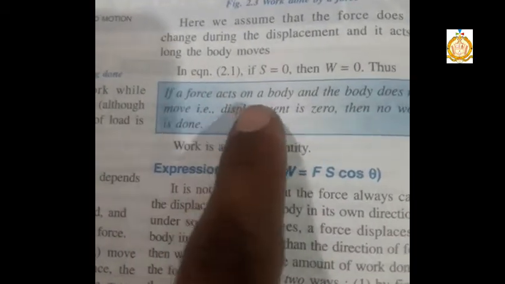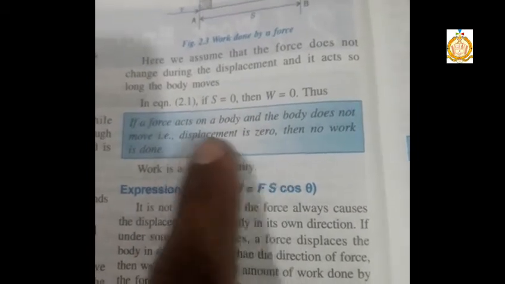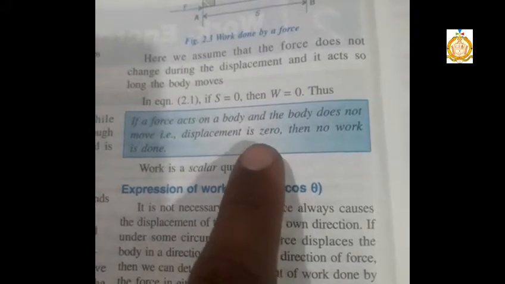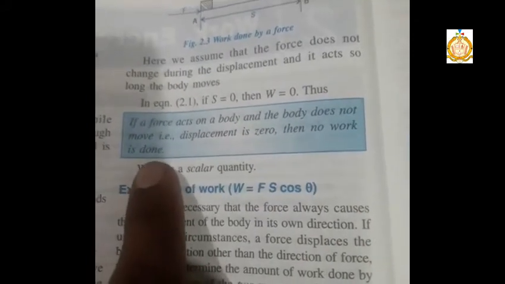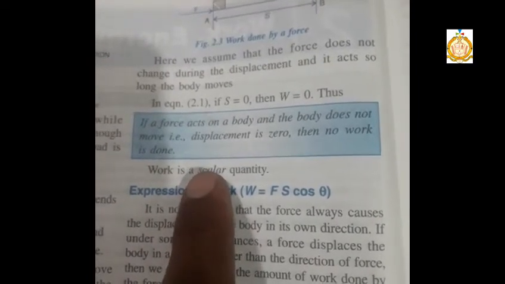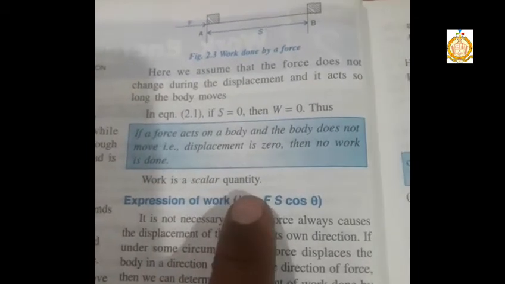If a force acts on a body and the body does not move, then what is the displacement? It is 0. Is work done? No, no work is said to be done. The SI unit of work is joule, and work is a scalar quantity.